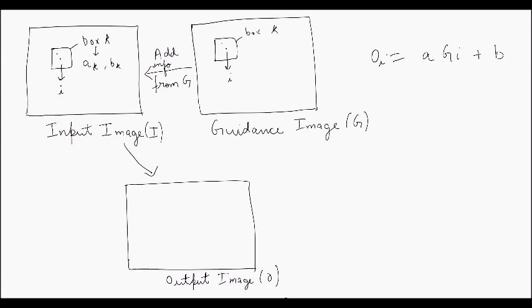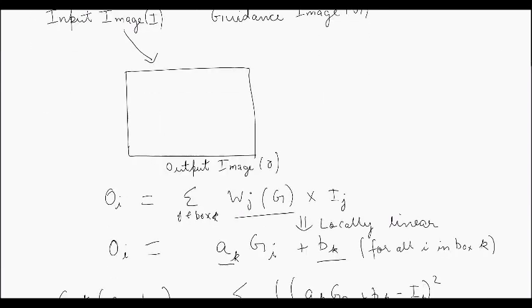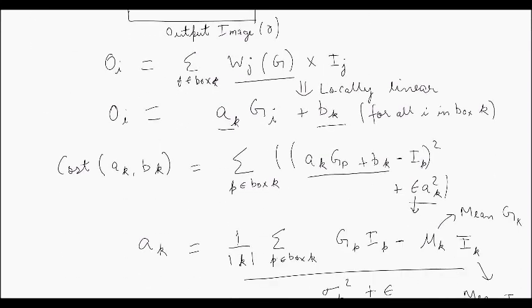So now let's see how we can compute these constants A and B such that we transfer the characteristics of the guidance image onto the input image without destroying the input image. We know that for each point within the box, I'm outputting the number A_K times the pixel value in the guidance image plus another constant B_K. Now this is the output that I am generating.